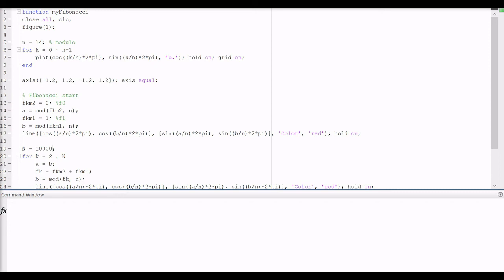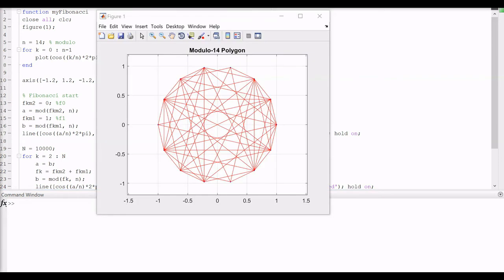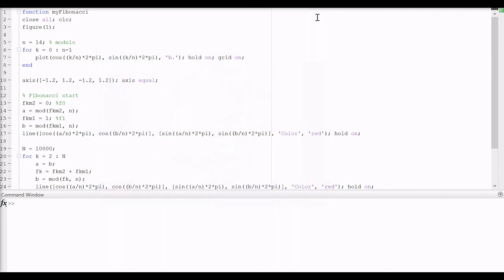So this may take a second or so. So here we are, and again, this has not changed. So either this is the modulo polygon or the Pisano period under modulo 14 is larger than 10,000. Either one of those must be true. So clearly, definitely not a bad looking graph, but it's not complete. So these even numbers are definitely causing some issues.